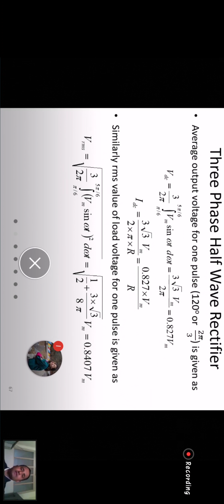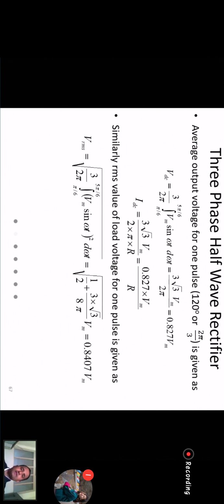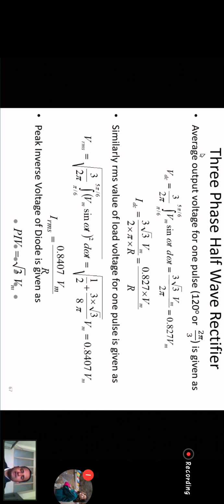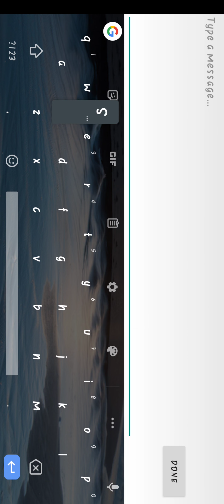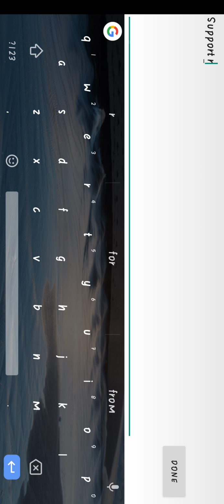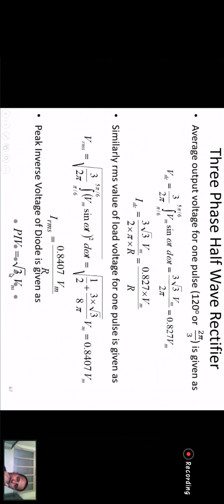When you see the performance parameters of these rectifiers, some of them are the same. If you can analyze which performance parameters are the same, it will be easier for you to remember the formulas. If you just try to remember all of this, it becomes really difficult. So we can find out the RMS voltage of the three-phase half-wave rectifier, and the peak inverse voltage is √3 into Vm.